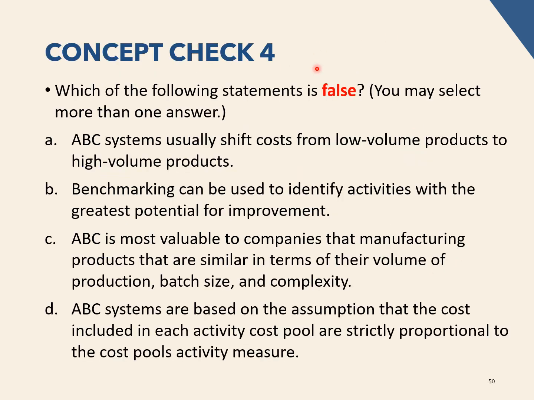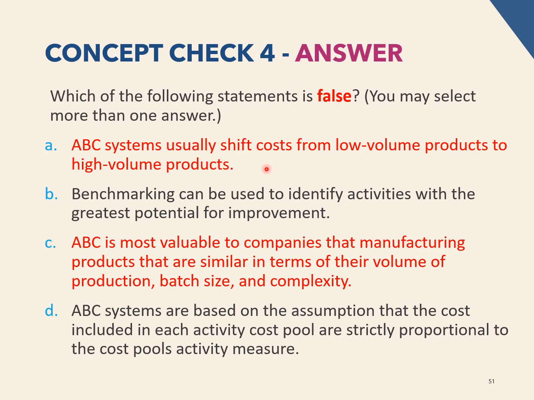Concept check number 4. Which of the following statements is false? A. ABC systems usually shift costs from low-volume products to high-volume products. B. Benchmarking can be used to identify activities with the greatest potential for improvement. C. ABC is most valuable to companies that manufacture products that are similar in terms of their volume of production, batch size, and complexity. D. ABC systems are based on the assumption that the costs included in each activity cost pool are strictly proportional to the cost pool's activity measure.